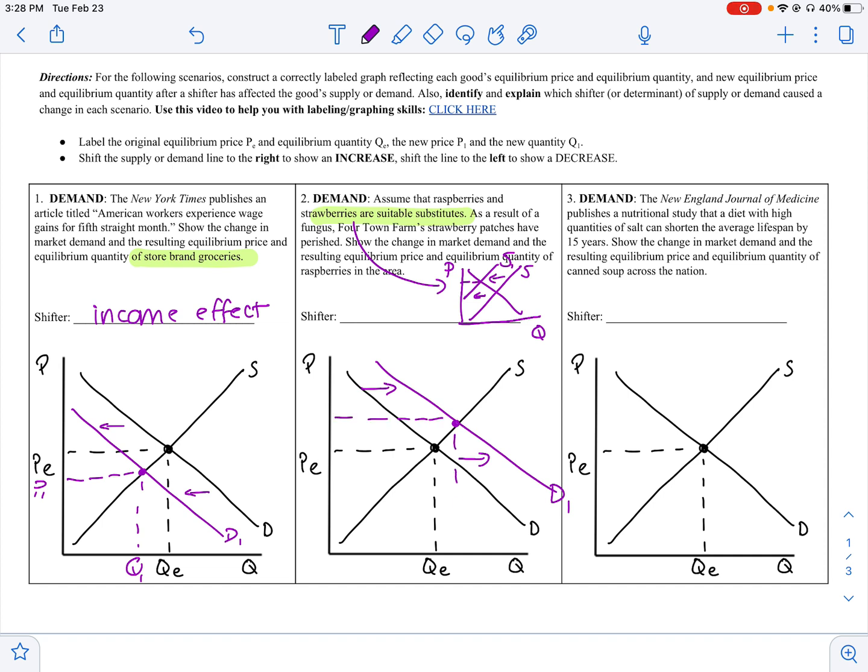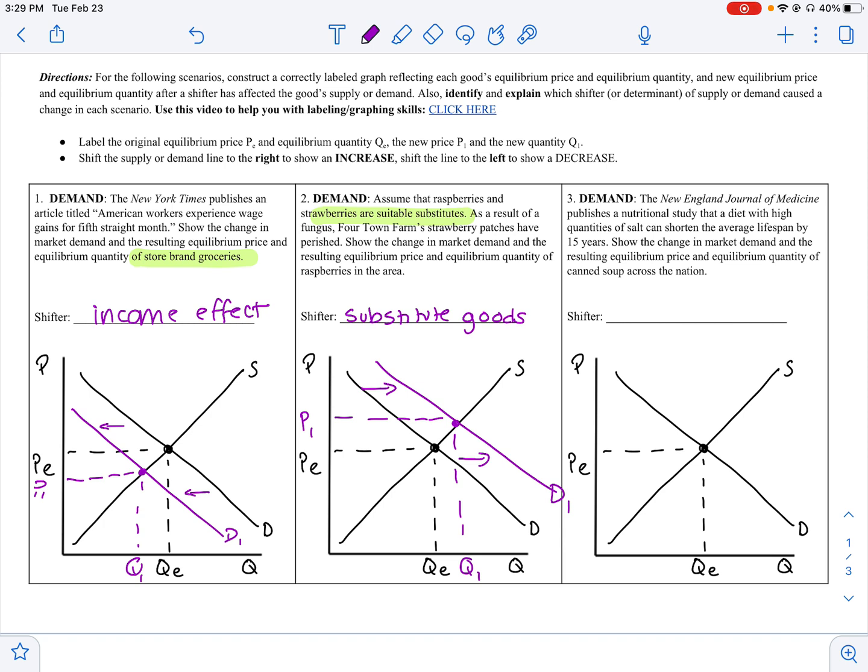We're going to draw our new lines, P1, Q1, and D1, and the shifter in play here is substitute goods. Don't be tempted to just write price of related goods because remember there's 2 things that fit in that category. There's complementary goods and there's substitute goods. So you want to make sure that you delineate which type of related good you're focusing on.